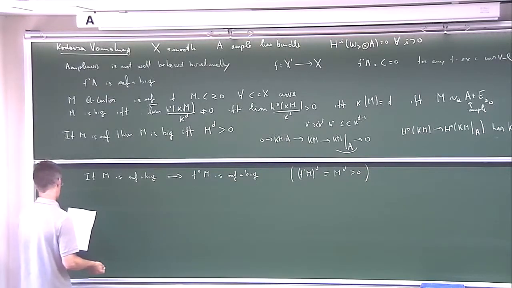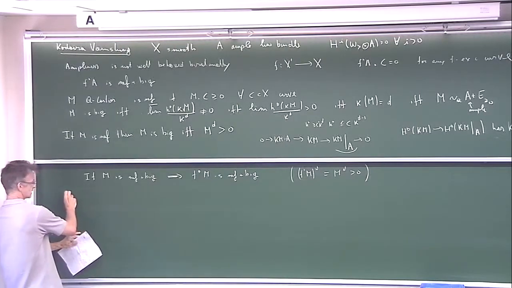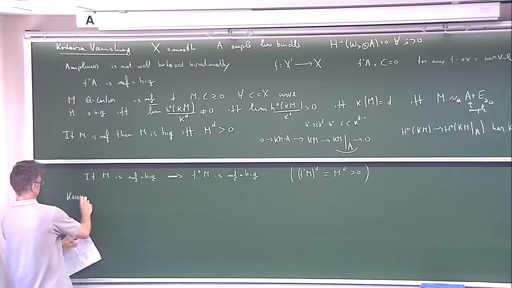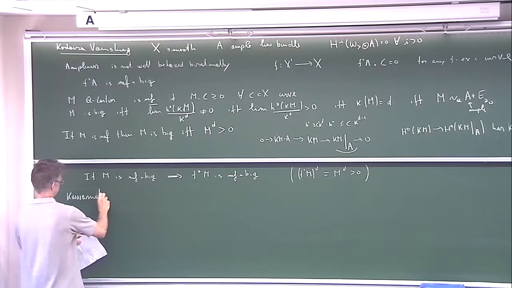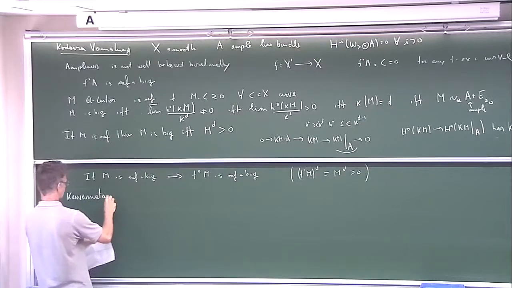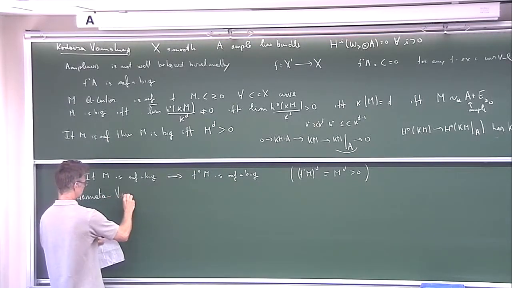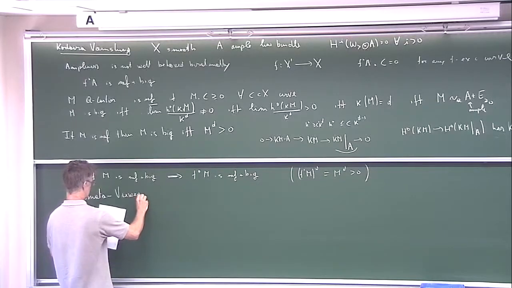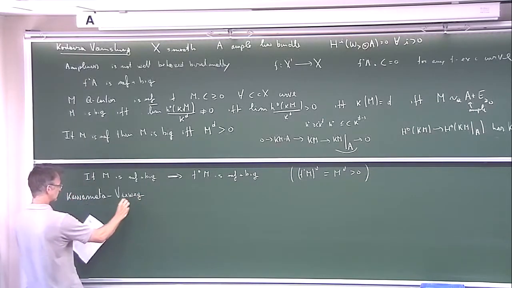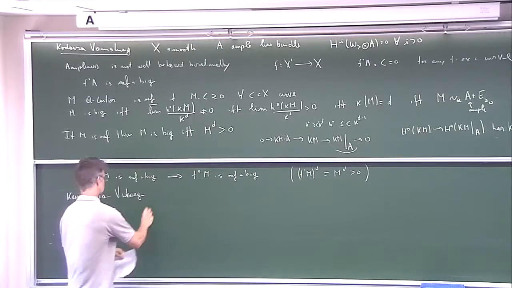And so when I say Kawamata-Viehweg vanishing, you'll see that it's much better behaved for birational geometry. So Kawamata-Viehweg, I feel like I'm missing an H. Probably there, vanishing.